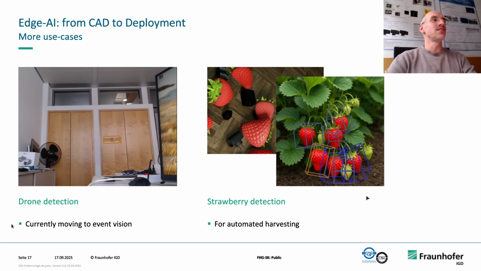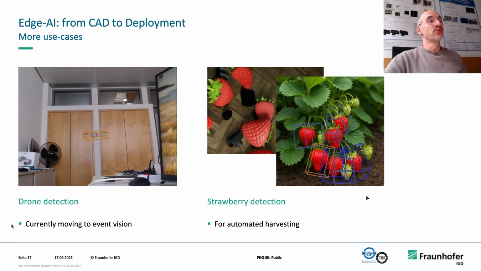On the right-hand side, you see something you might not immediately think of when thinking about CAD files, where we have strawberry detection and pose estimation, which is very useful for automated strawberry harvesting. And here we had some procedural generation of strawberries to cover the wide variety of different strawberry shapes. And this allowed us to detect all the strawberries in the real image on the right-hand side.